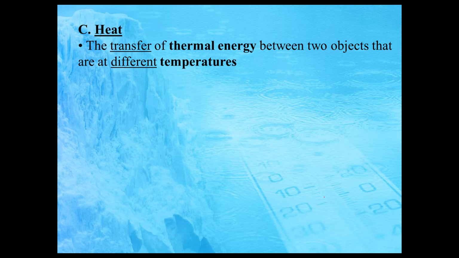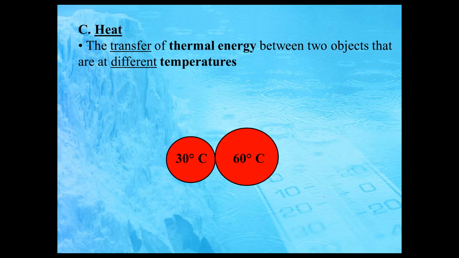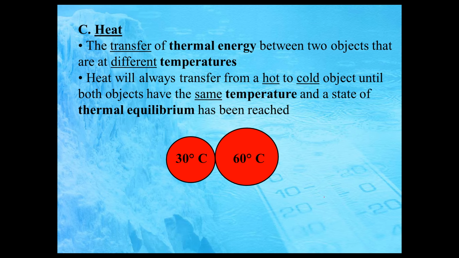For example, let's say that we have two spheres. One sphere is at a temperature of 30 degrees Celsius, and one sphere is at a temperature of 60 degrees Celsius. When I touch these two spheres together, there is going to be a transfer of thermal energy from one object to the other. Now, what's going to be the direction of thermal energy transfer? Is it going to go from the hot sphere to the cold one, or from the cold one to the hot one? It turns out that heat, which is all about transferring thermal energy, will always transfer from a hot to a cold object.